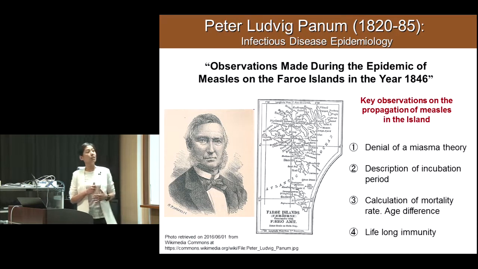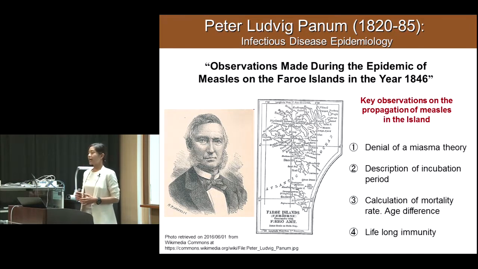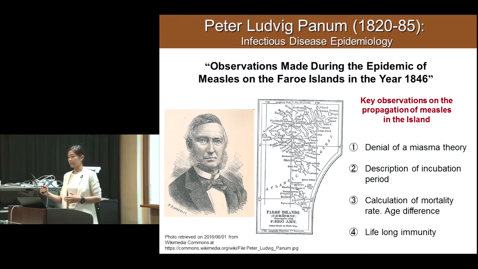So Panum's clinical observation provided the first accurate account of the natural history of measles, that the disease is passed on from person to person. Hence, he denied the belief of the miasma theory. Also, Panum took advantage of the fact that the island was isolated, so he studied the transmission of the disease.